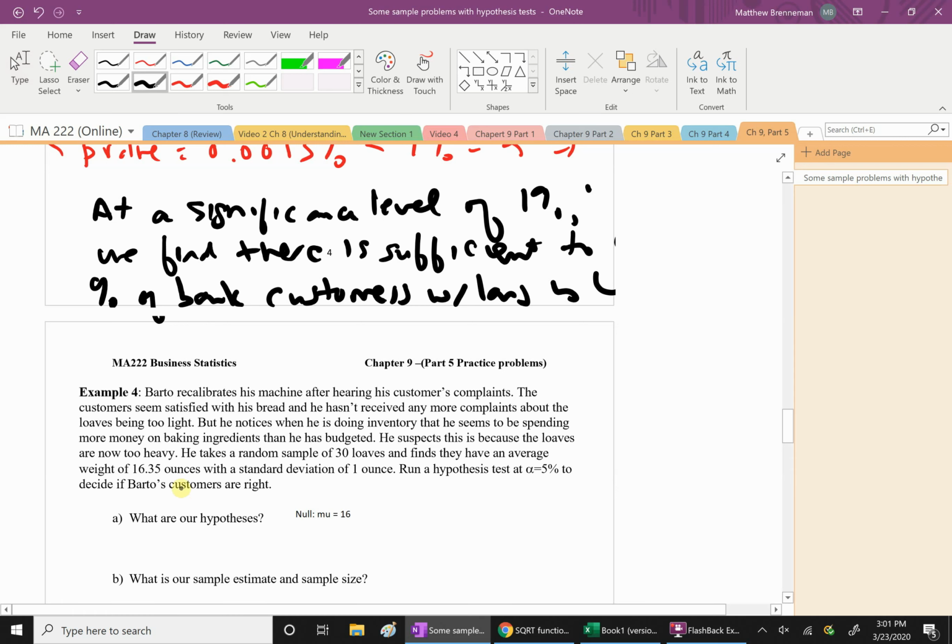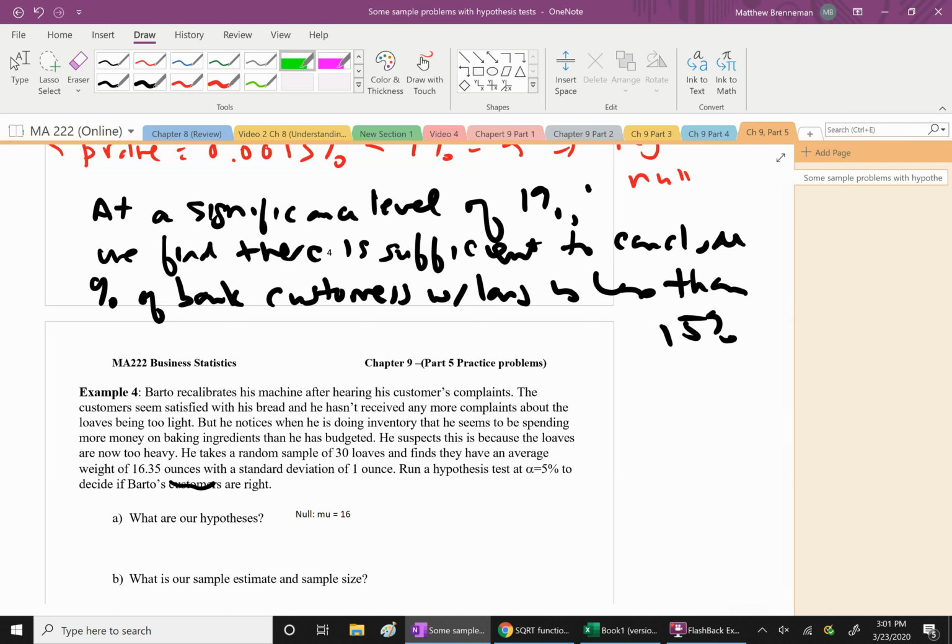And actually, I shouldn't have Bardo's customers here. It's not Bardo's customers. It's actually Bardo. So he suspects the loaves are too heavy. The customers are fine, but he's starting to do inventory, and it seems that he's spending more on ingredients than he used to, right? So he suspects this is because the loaves are too heavy.